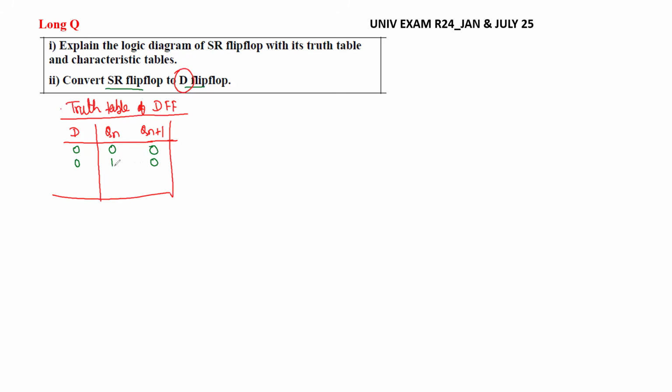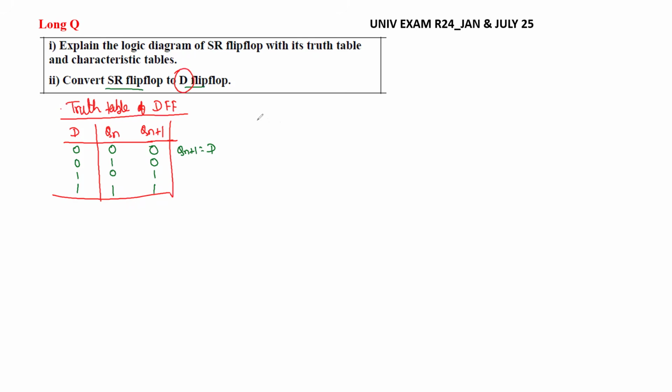Since D is the transparent flip-flop, whatever the input is, that is the output. So D is 0 in both cases, and that's why Qn plus 1 is D. That is the characteristic equation of the D flip-flop. Now D is 1, Qn is 0, then Qn plus 1 will become 1. Again D is 1, Qn is 1, then Qn plus 1 is 1. So like this you have to see this.